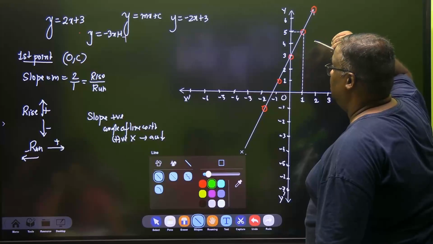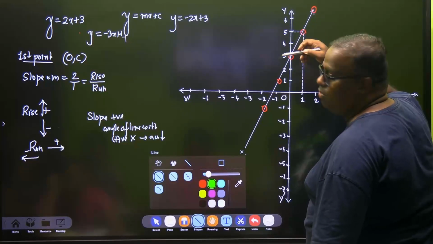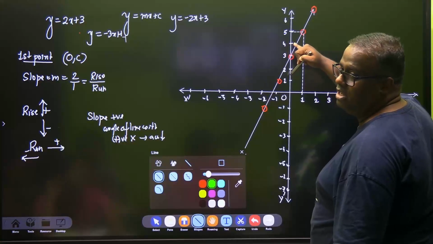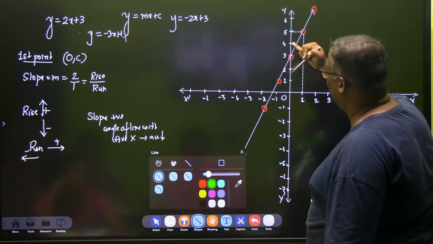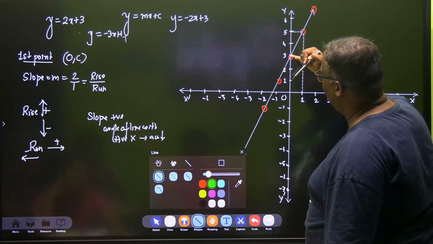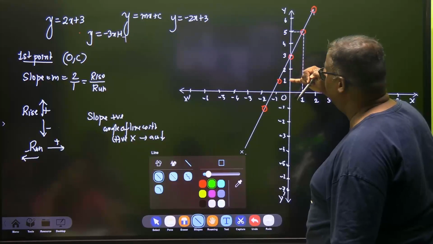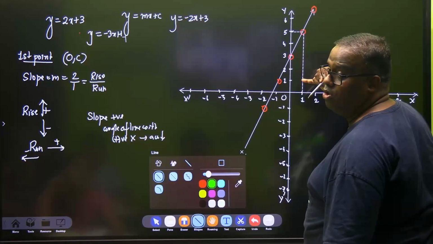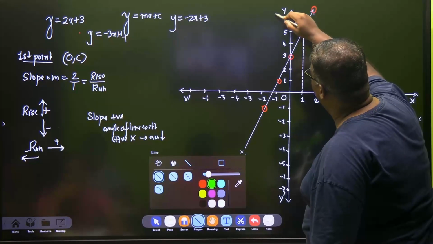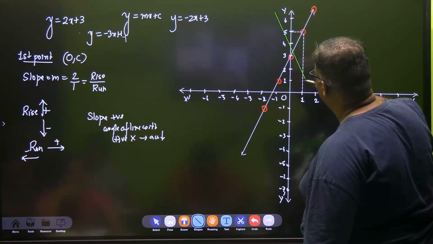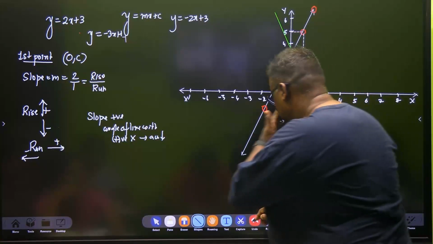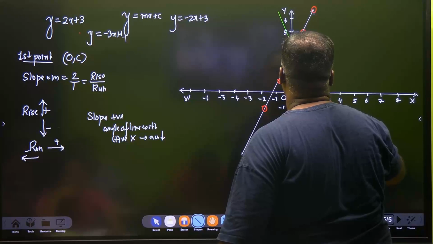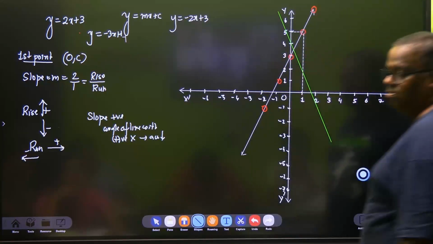If you want, we can plot it. It will be from 4. What is the slope? Negative 3 by 1. So you come down negative 3: 1, 2, 3. And then 1. So it should be passing through which point? It should be passing through 1, 1. So the line should pass through 1, 1. Typically like this. This is my equation number 2.